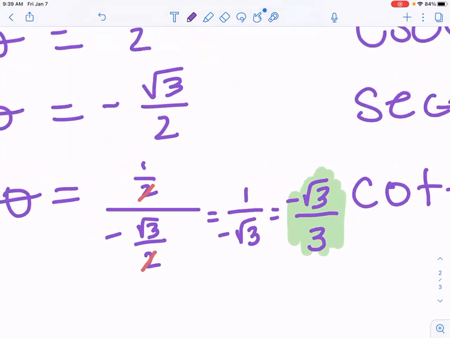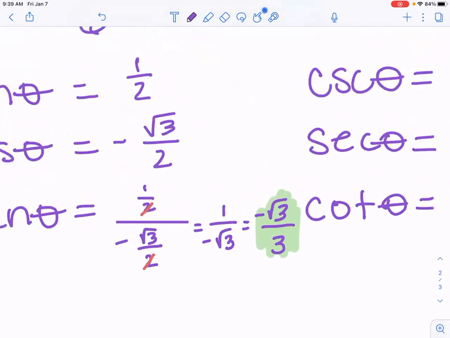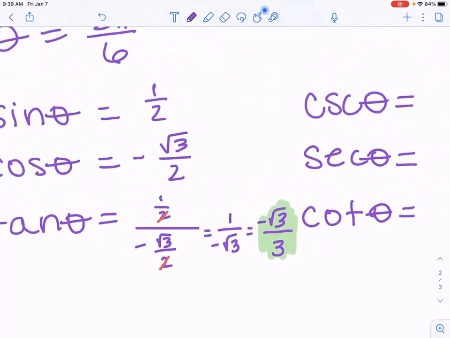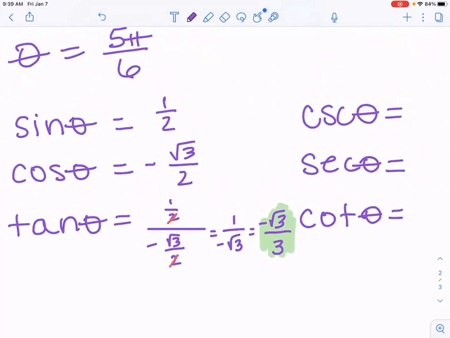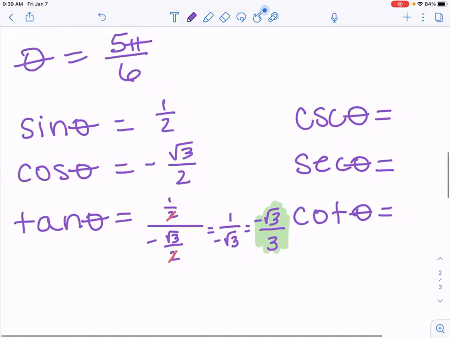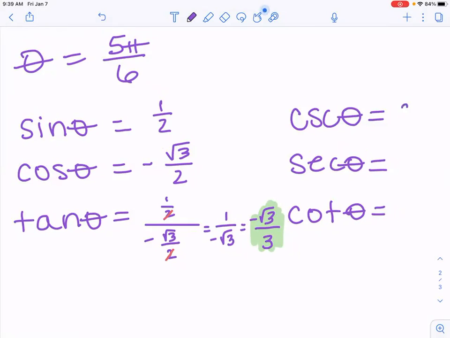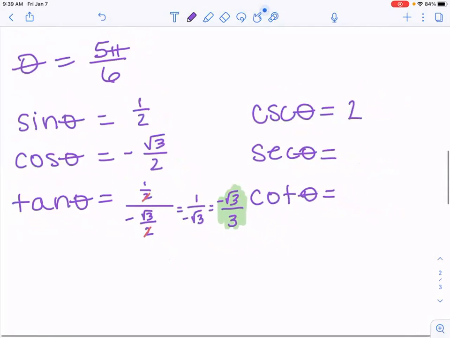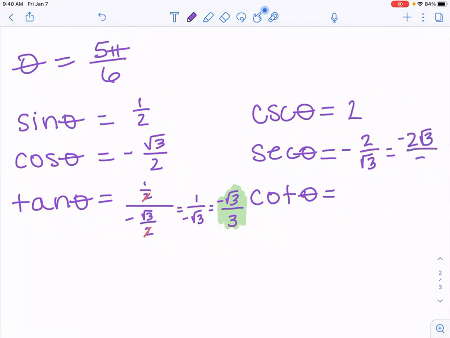Okay. So now let's talk about our reciprocals. If the sine is 1/2, then we know the reciprocal, our cosecant, is 2 over 1. If we know that the cosine is negative radical 3 over 2, then the secant is the reciprocal, negative 2 over radical 3. But we can't leave it like that. We have to rationalize: negative 2 radical 3 over 3.